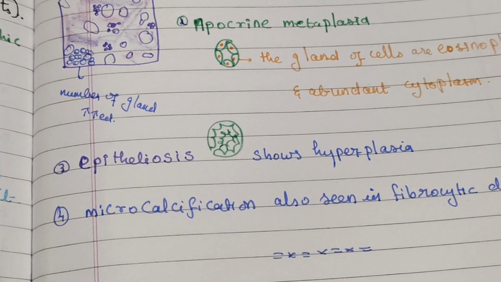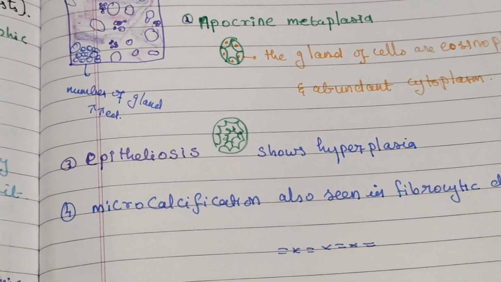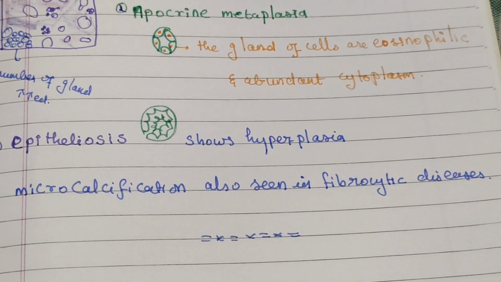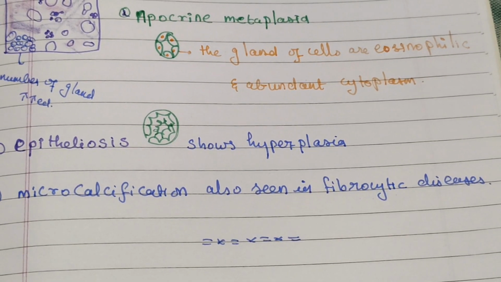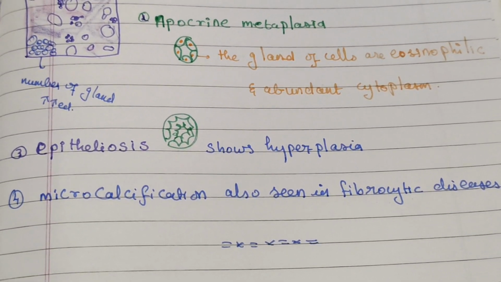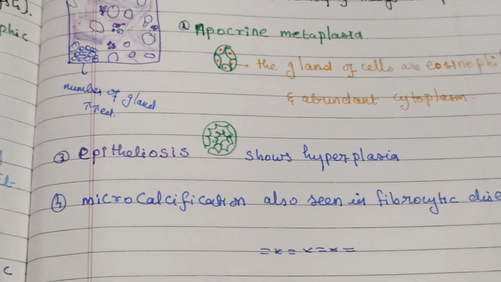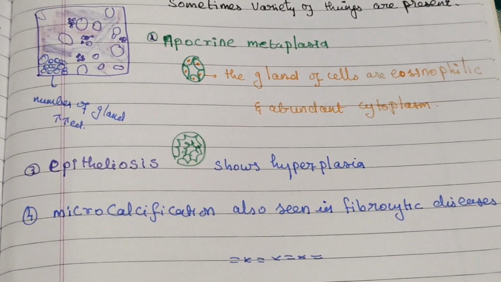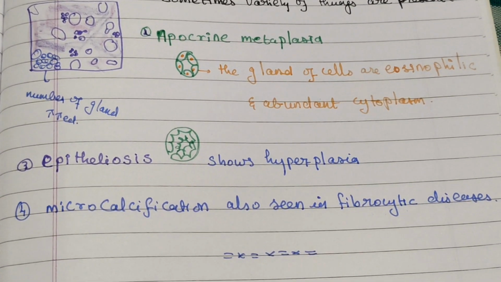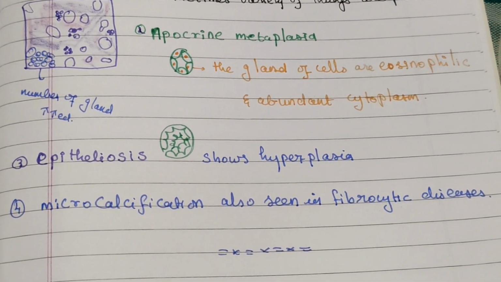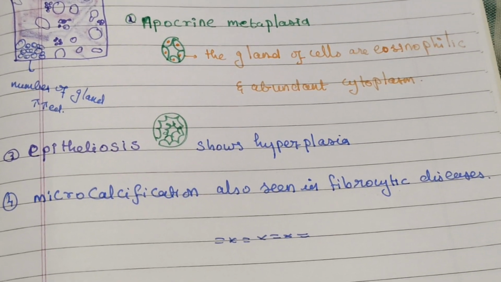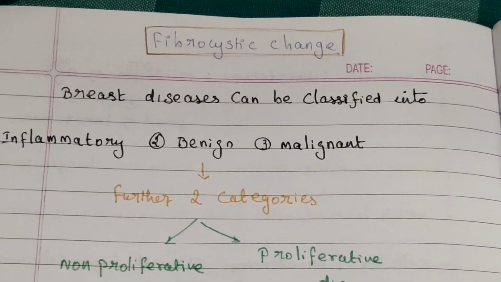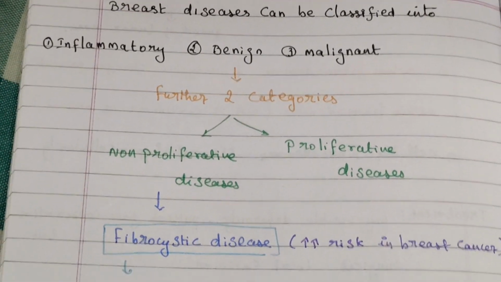This is epitheliosis, and there is also chronic inflammation and fibrosis going on. Microcalcification is also seen in fibrocystic disease. So: cyst formation, fibrosis, adenosis, then apocrine metaplasia, epitheliosis, and microcalcification. All these things are seen in fibrocystic disease. In this video we discussed fibrocystic changes in the breast.